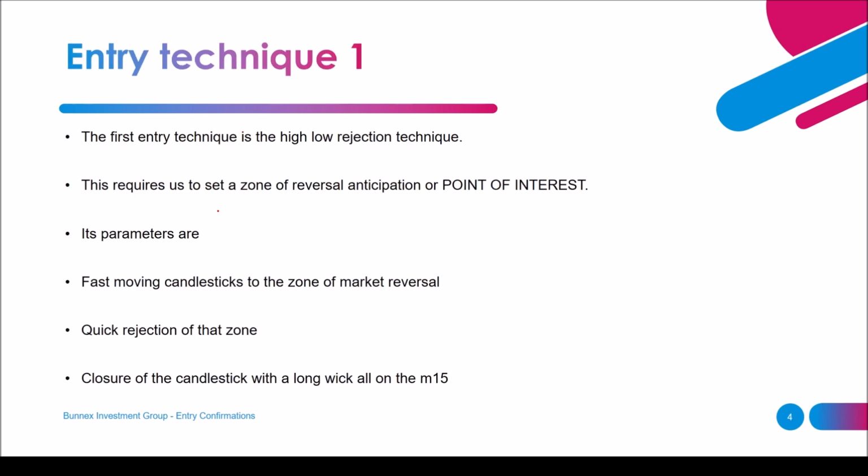So the first one is actually what we call the high-low rejection technique. So this requires us to set zones of reversal anticipation or points of market interest. By that we are saying we have this point and we are expecting that if the market comes to the same point, we'll actually make an entry. But before we make our entry, we need to see what we call the high-low rejection.